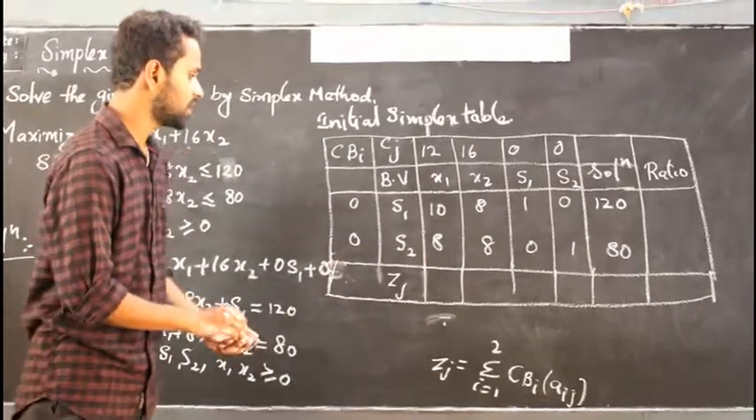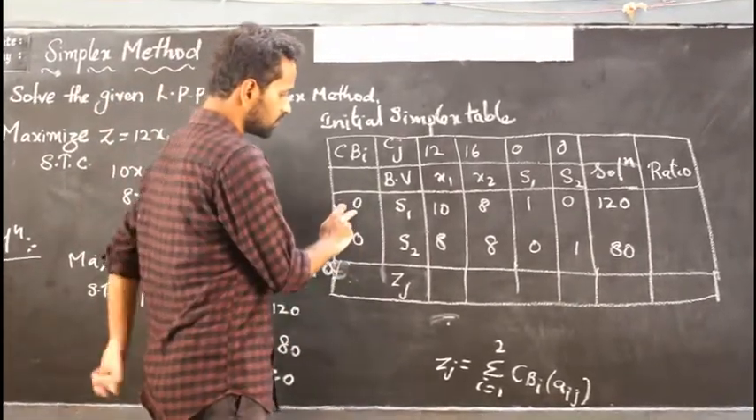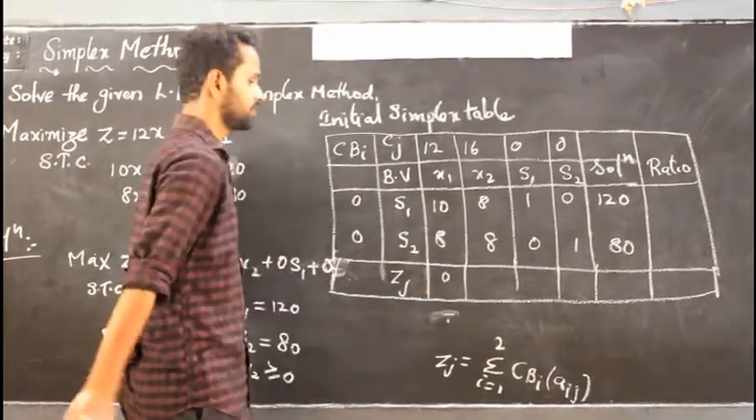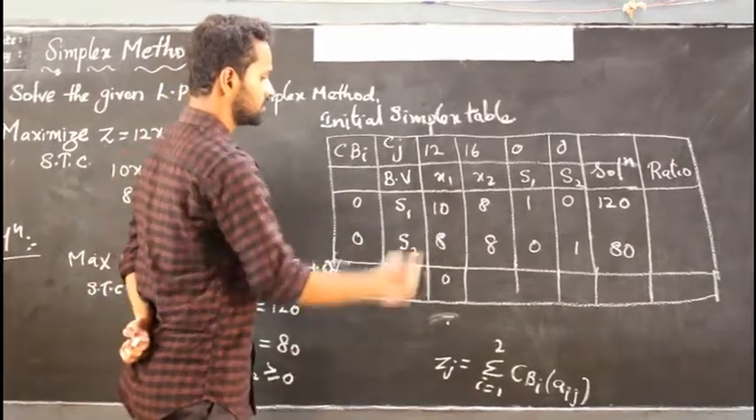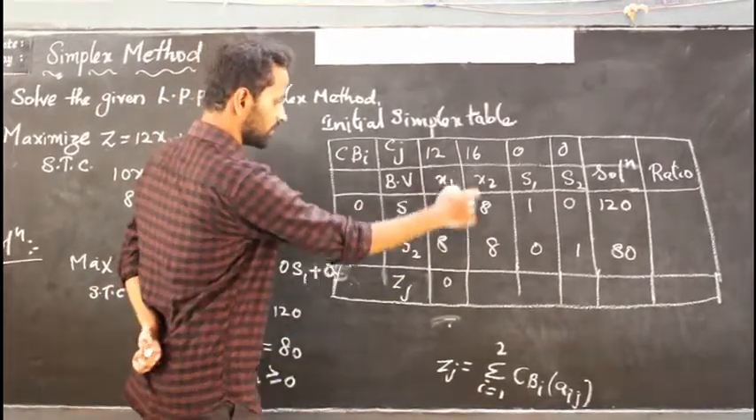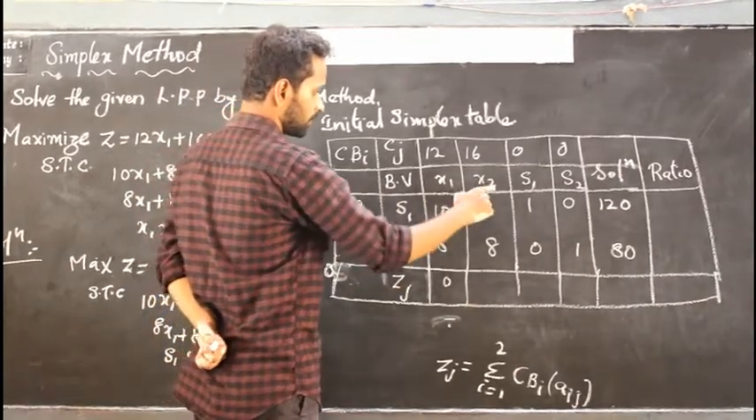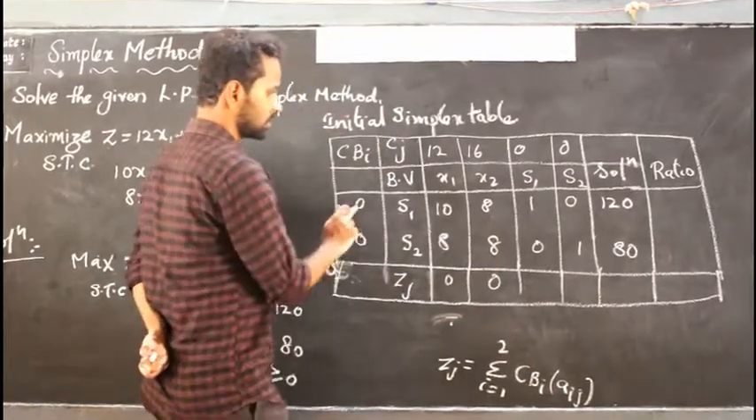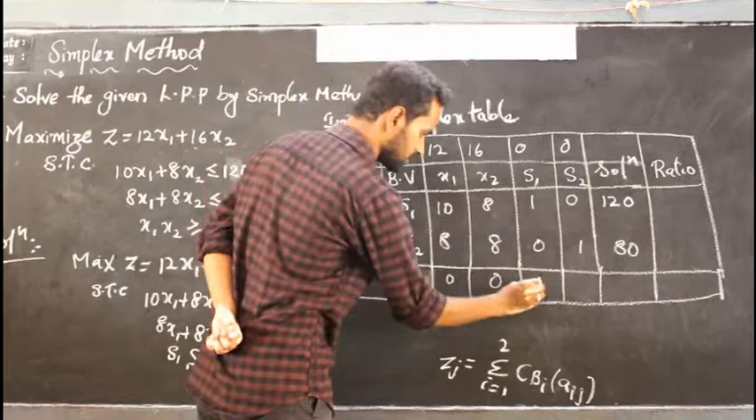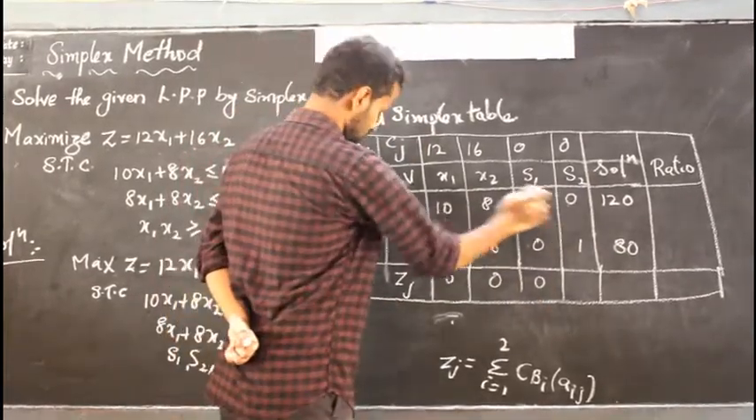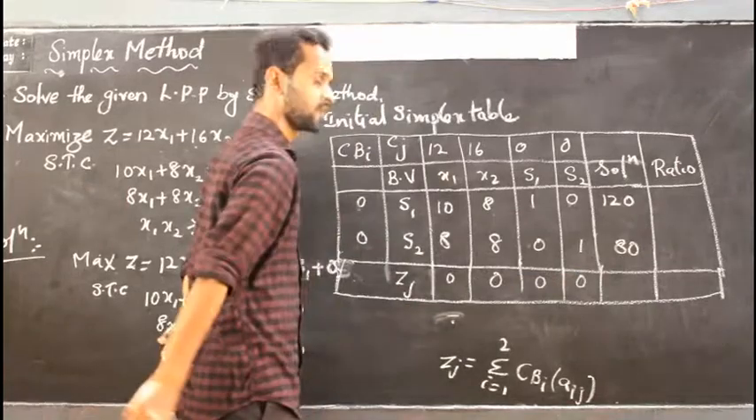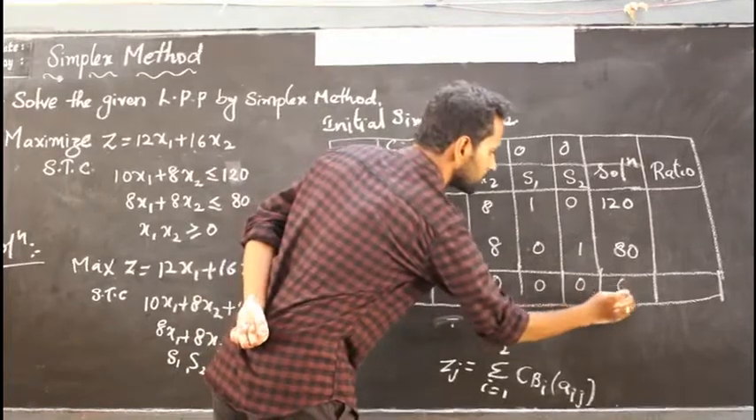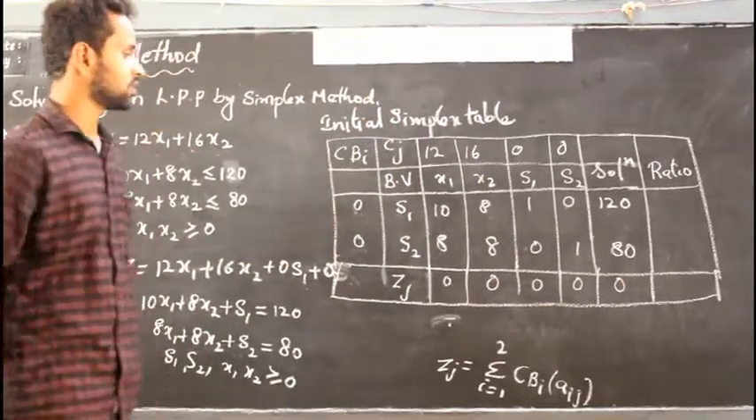Is it clear? So how to find Zj now? 0 into 10 plus 0 into 8 becomes 0. Again I go for x2: 0 into 8 plus 0 into 8, again 0. Then 0 into 1 plus 0 into 0, again 0. Then 0 into 0 plus 0 into 1, again 0. The solution also will be 0: 0 into 120 plus 0 into 80 is 0. So we got Zj as 0, 0, 0, 0.